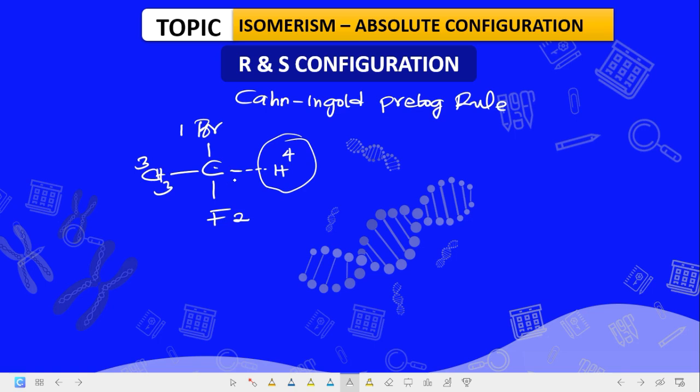Now what you do is remove the least priority group, you don't consider it, then draw an arrow from the first to the second to the third, and the direction that the arrow goes will tell you the configuration, either the R form or the S form. So this is from 1 to 2 and then to 3. So this one goes in the clockwise direction. If it goes in the clockwise direction, you call it rectus or the R configuration.